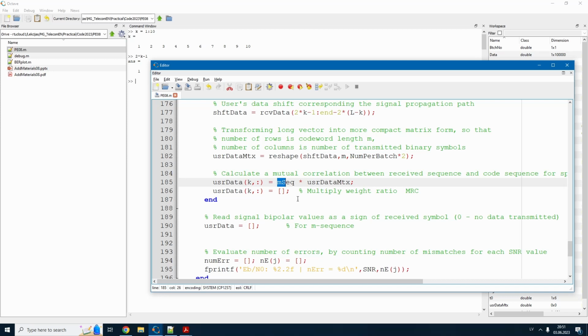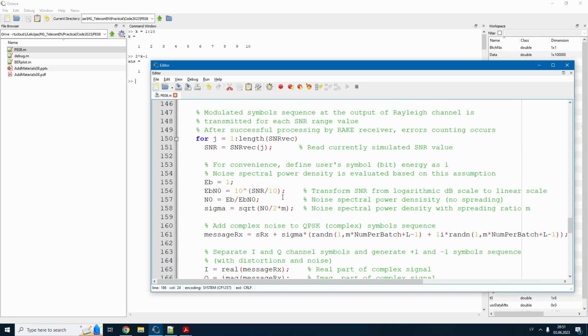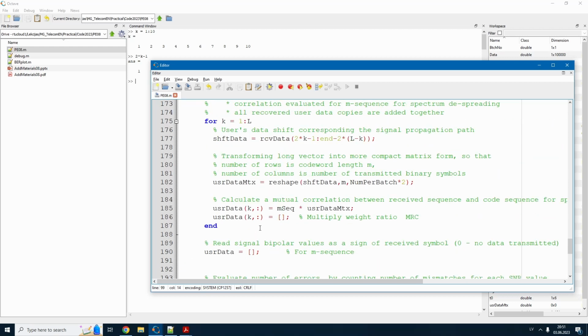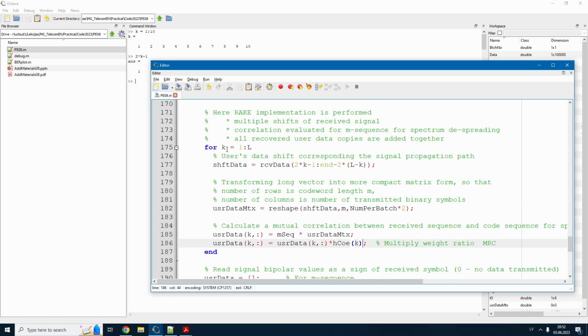Now, however, that would produce the row of received symbols, and the next step is to multiply each of these symbols by the coefficient of the MRC method, particular for this shift. So basically what we do is multiply USR data k, this is the USR data column 1 for the direct path, with an h coefficient for the direct path 1. Once this k becomes 2, this is going to be the first reflected signal, which would produce the column for the reflected signal multiplied by this coefficient, and so on, so that we process all the 9 reflected signals.